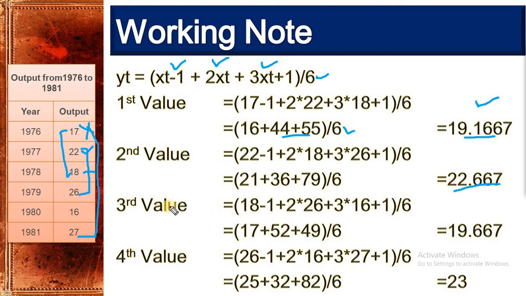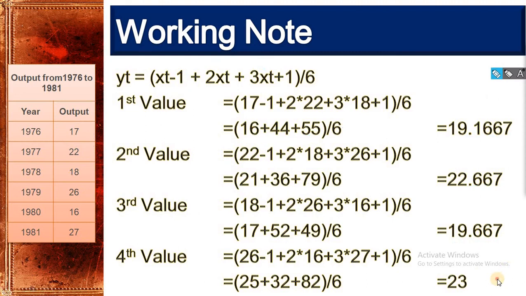And the third value is the same thing. I have discarded the first two values, considered the next value in the data set, and done some steps, and I got the same value 19.667. The fourth value I have also derived using this step. So either this calculation or that calculation, the calculated amount is the same. You can follow any one of the calculations.